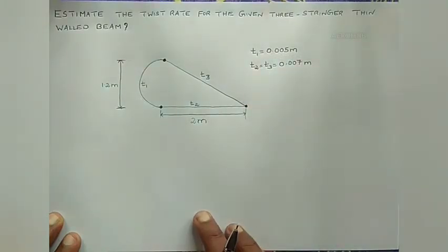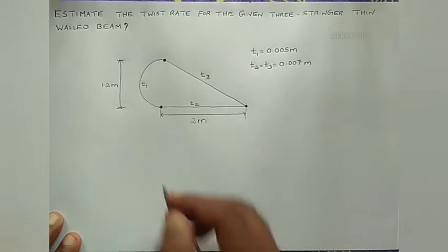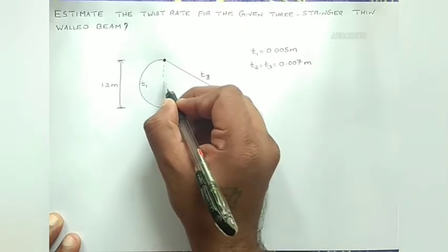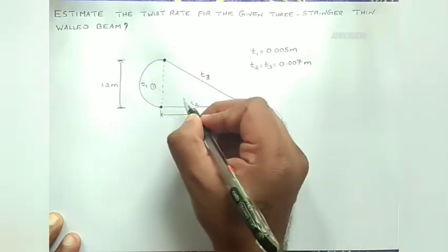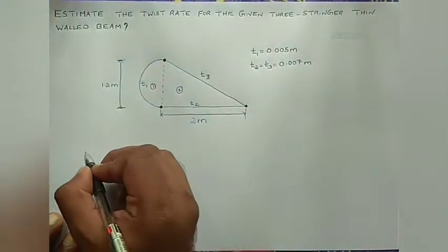Whenever you get any numerical problem in your university exams, first of all, for this type of problem we have to find out the area of the section. So you can divide this structure into two. This will be like a semicircle and the second area is like a triangle. So I'll find out the area.